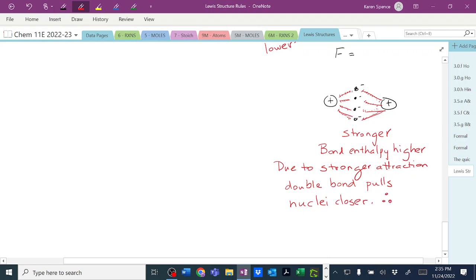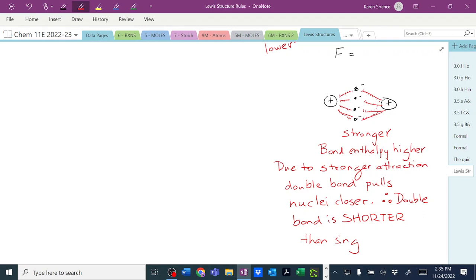And therefore a double bond is shorter than a single bond. To a certain extent, there also then becomes repulsive forces between the two nuclei and repulsive forces between the electron clouds of each atom. So there's a balance between those repulsive forces and the attractive forces, so that you end up with a stable distance that's a balance of those attractions and repulsions.